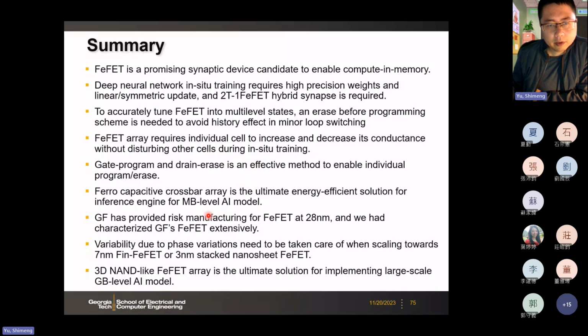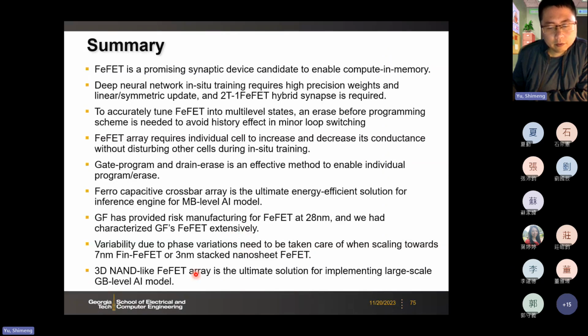GlobalFoundries has been a pioneer in FeFET development, and they have provided risk manufacturing for FeFET. We had a partnership with GlobalFoundries, so we get their wafers, and now we are designing the chip with the GlobalFoundries platform as well. If we want to scale further to a more advanced node, we have to consider other geometries for FeFET, from bulk to FinFET to even nanosheet. This is on the roadmap.